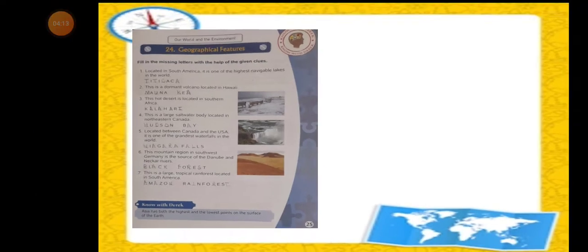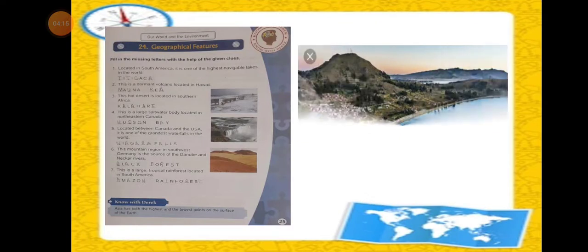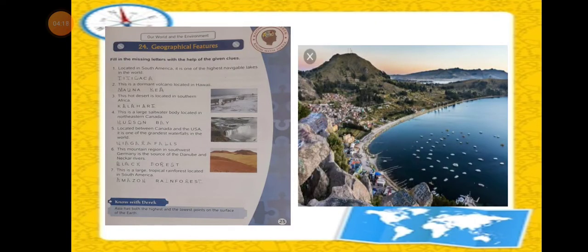Located in South America, it is one of the highest navigable lakes in the world. It is situated in South America and it is one of the highest navigable lakes in the world. So it is Titicaca, T-I-T-I-C-A. So here you can see a picture of the lake Titicaca, which is the highest navigable lake.